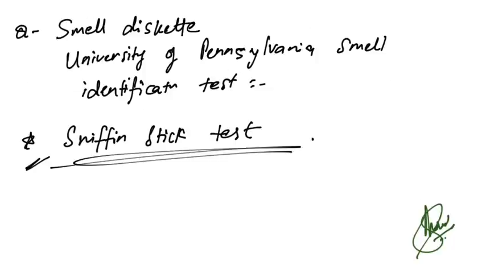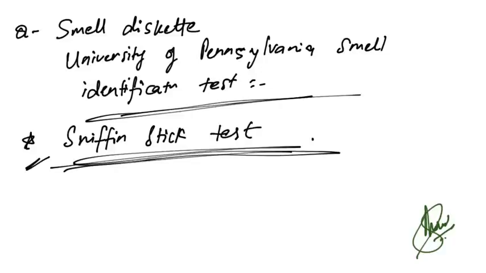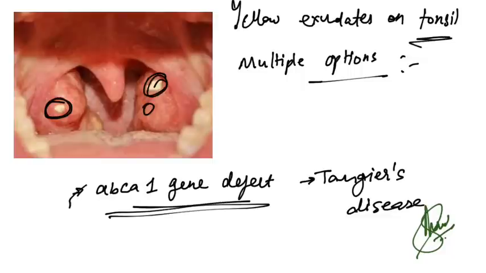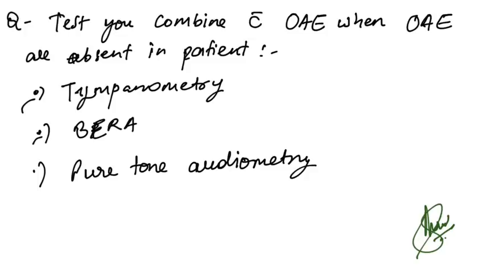2022. Now, the University of Pennsylvania Smell Identification Test: what test is used? The sniffing stick test is used for this. Now you can see the tonsils with yellow exudates, and multiple options were given. So you can see these yellow exudates on these tonsils. ABCA1 gene defect is seen in this, and in Tangier's disease it is seen.